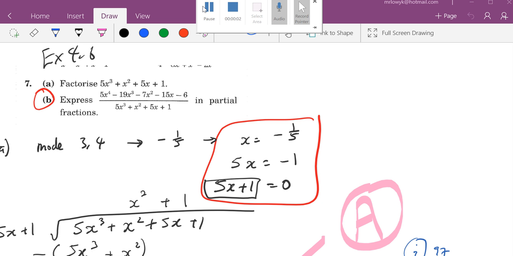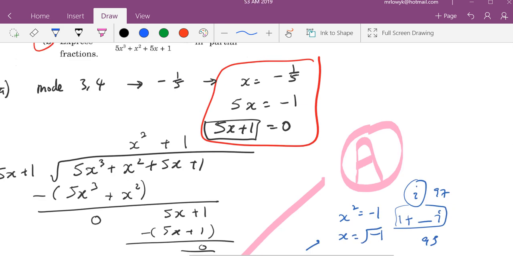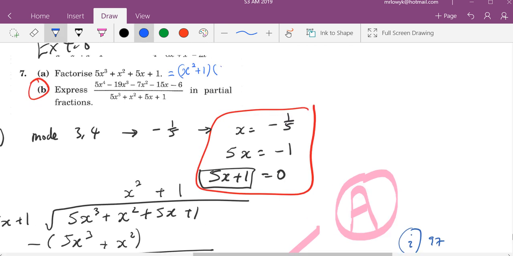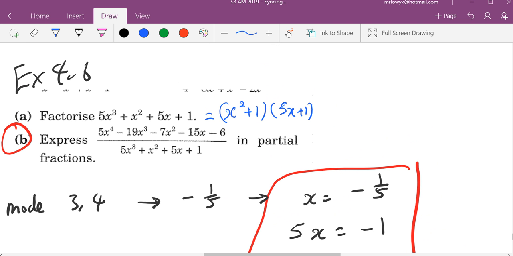For 7b, we need to understand 7a. In 7a, the final answer is equal to x squared plus 1 times 5x plus 1. So this is 4.6, the whole question. So your question is then, how do I solve this in partial fraction? First, you have to understand power 4, power 3, it makes it what?